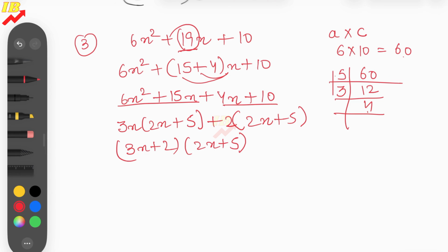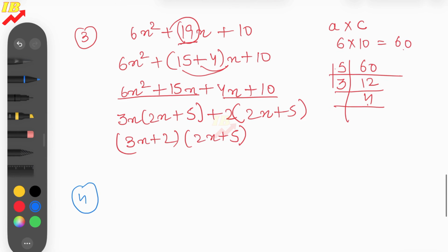Just for a better understanding, let's take one more question. I don't want you guys to skip any of these because these are the most important things which you will take further till your grade 12. Okay?